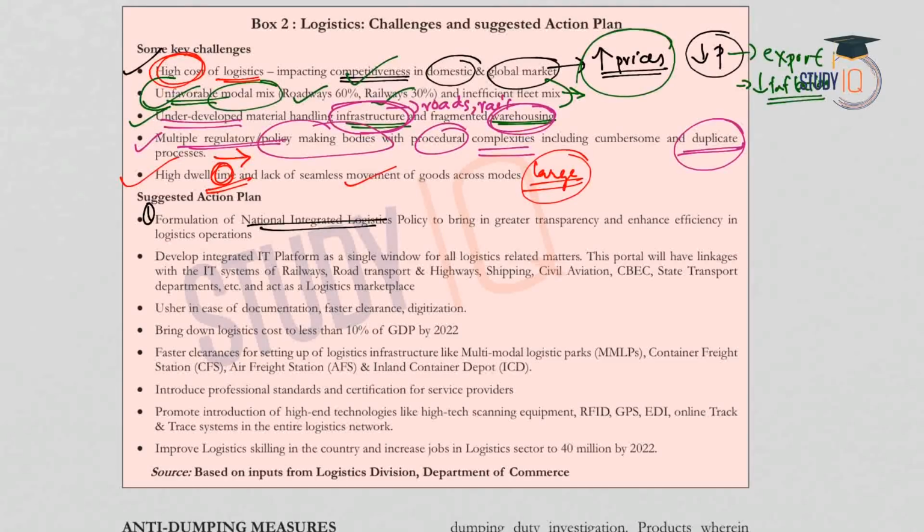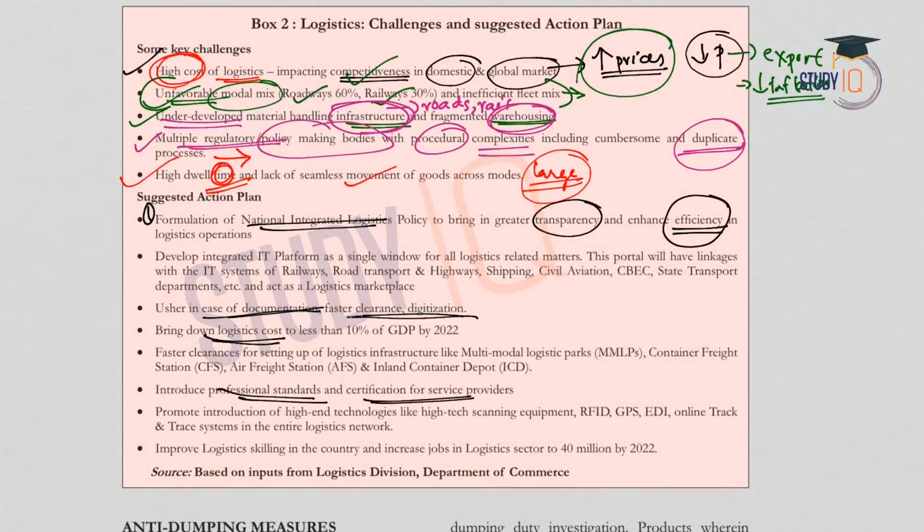So what can be done? First one is the formulation of a national integrated logistics policy, which should be transparent and also enhance the efficiency in this sector. Second one is ease of documentation, faster clearance, digitization of the sector, etc. Third, to bring down the cost. Next one is to bring in professional standards and certification for the logistics service providers. Also, high-end technologies should be used in logistics, which can save time and improve the efficiency.